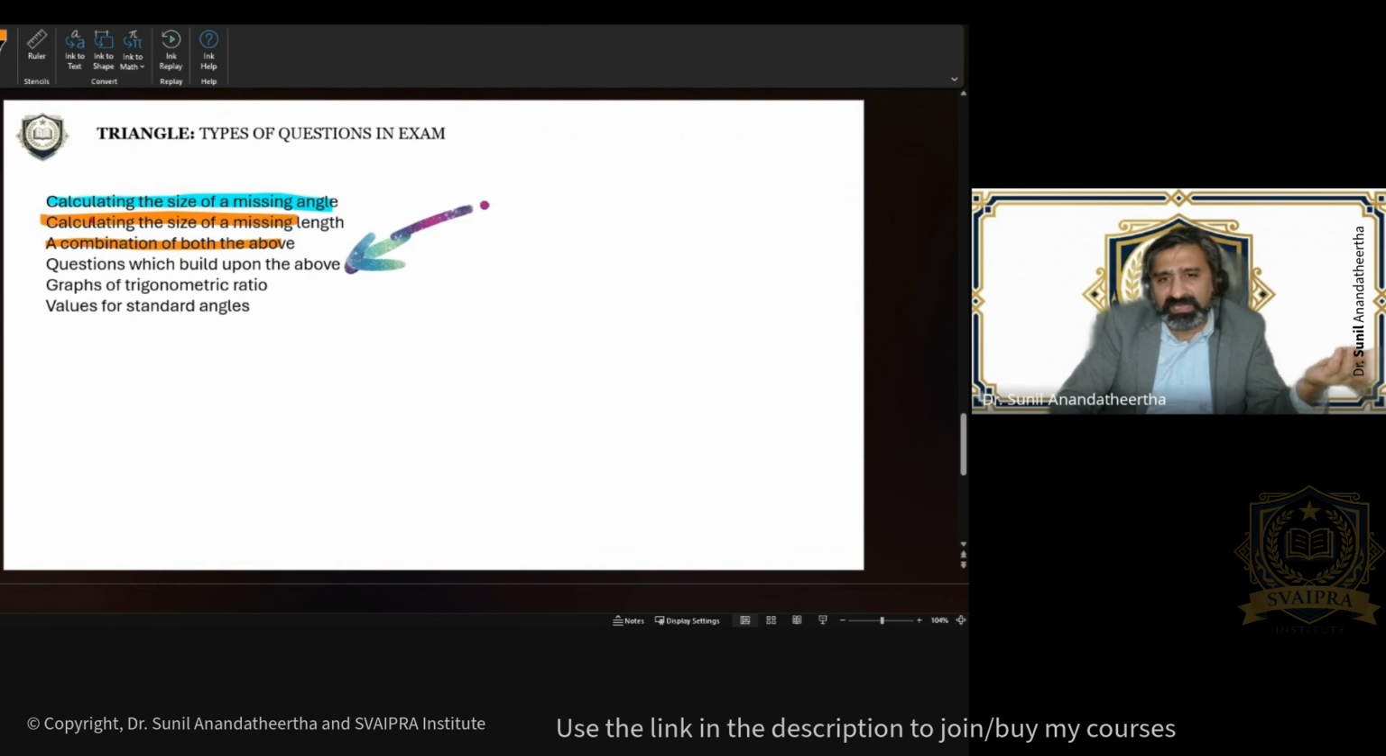Then these two are done, and questions which build upon these two are basically those which require you to calculate the angle, and also those which require you to calculate the length of the sides, right?